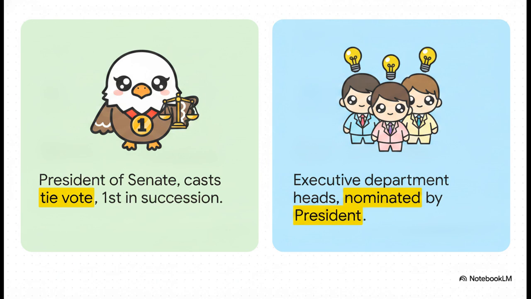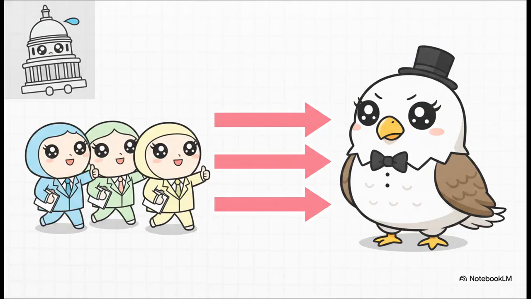On the flip side, we have the highly active cabinet. This is an advisory body made up of the heads of executive departments who are nominated by the president and confirmed by the Senate. Let's look a bit closer at that cabinet. It's composed of executive department heads. Think the Secretary of Defense or the Secretary of State.